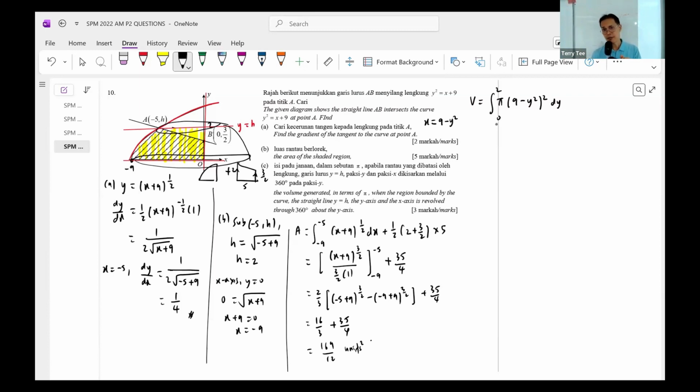So why can't I use the composite function method? Because there is a square here. If you want to use the composite function, it must be of the form ax plus b. Remember, the condition is that it must be linear.